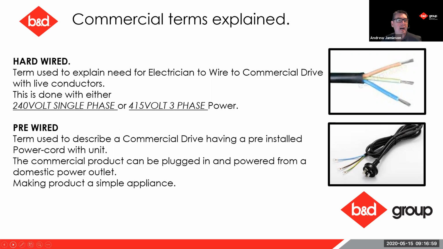Simply put, hardwired is needing an A-grade electrician to put the hot wires directly into the opener, the motor, to drive it with that power supply. So that can be hardwired in 240 volt single phase or 415 volt three phase. So that's the hardwired. Pre-wired is just purely an appliance. So we have at the production level, pre-wired an appliance cord, and then it's just safely a plug and play to a power point.